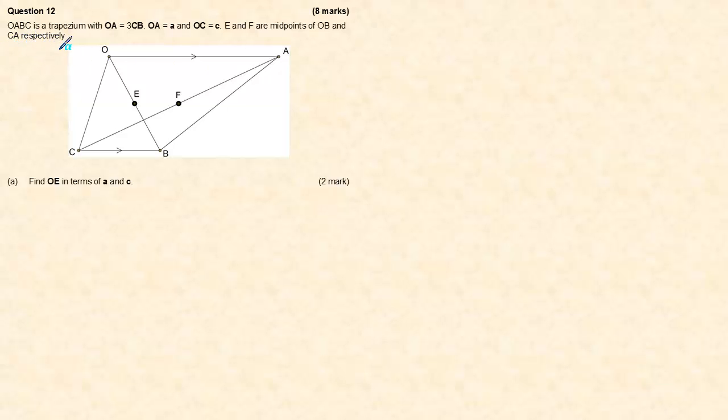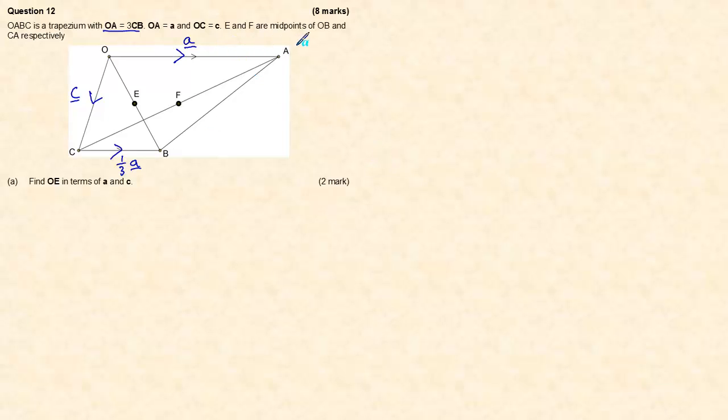OABC is a trapezium. We can see the two parallel sides, with OA being 3 times as long as CB. OA, so the vector that goes along from O to A, is called A, and it's worth noting here that that means the vector here is going to be 1/3 of A. OC is equal to C.